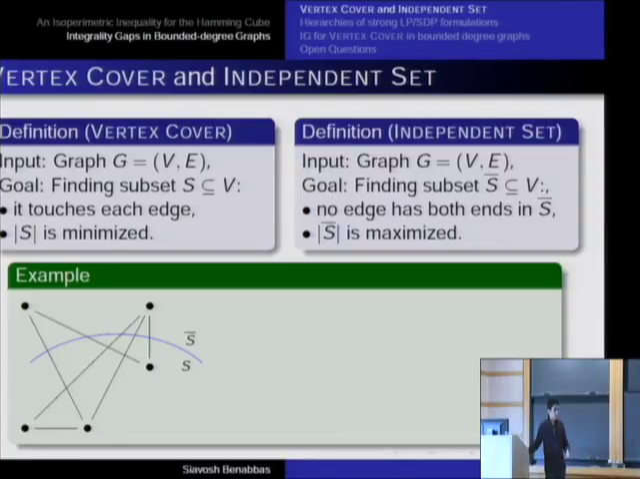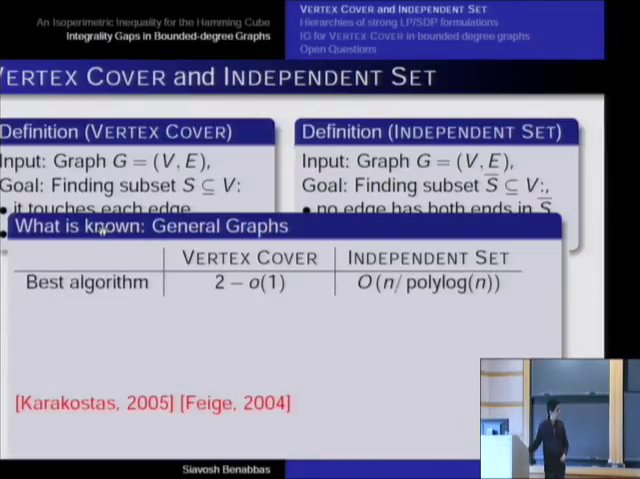It has been studied extensively. The best algorithm known for vertex cover is a 2 minus o(1) approximation, so you can always output a vertex cover which is at most a factor 2 bigger. And for independent set, it's an n over polylog n factor. Getting a 2 approximation for vertex cover and an n approximation for independent set is trivial, so all you save is this little o(1) and that polylogarithmic factor.